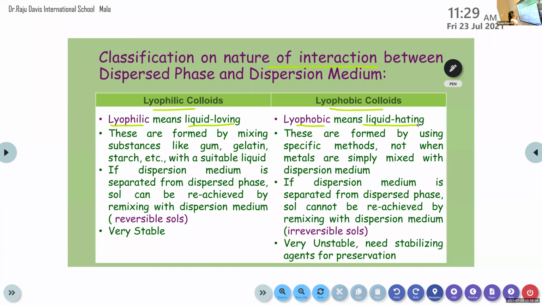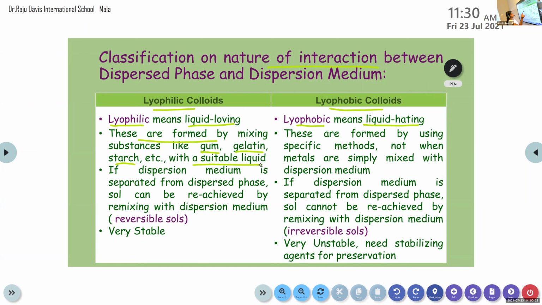Then we are moving to the properties of lyophilic and lyophobic colloids. Lyophilic colloids are formed by mixing substances like gum, gelatin, starch, etc. with a suitable liquid. Because they are attracted towards the liquid, we can form lyophilic colloids by simply mixing substances like gum, gelatin, starch, etc. with a suitable liquid. That's the method of preparation of lyophilic colloids.